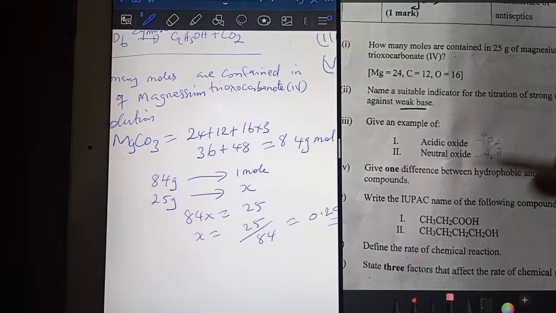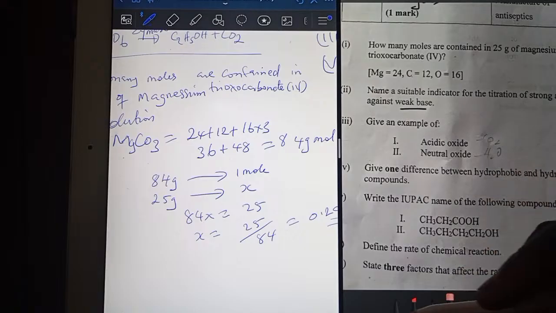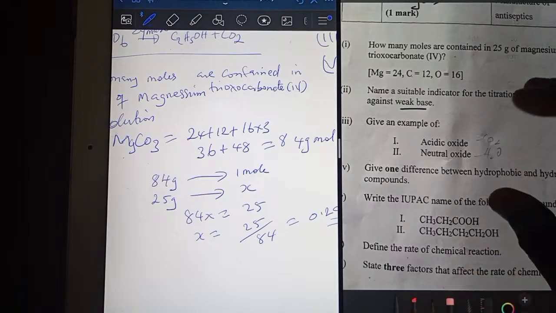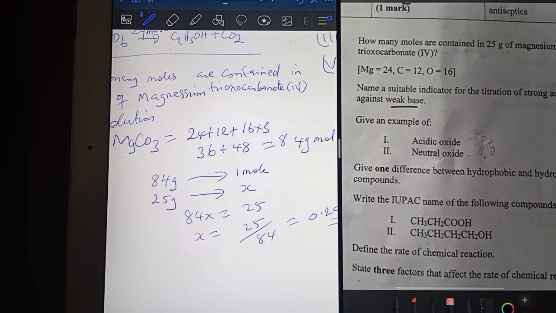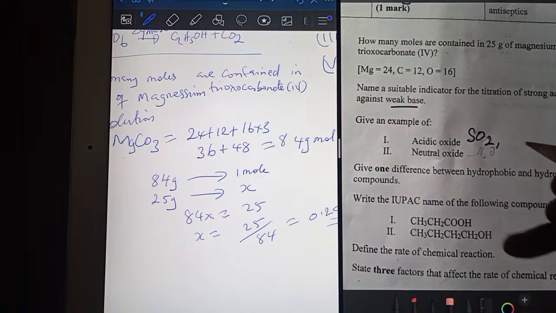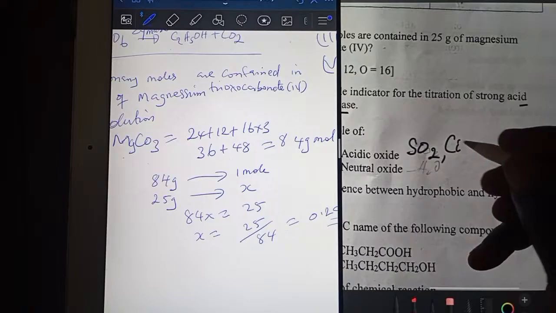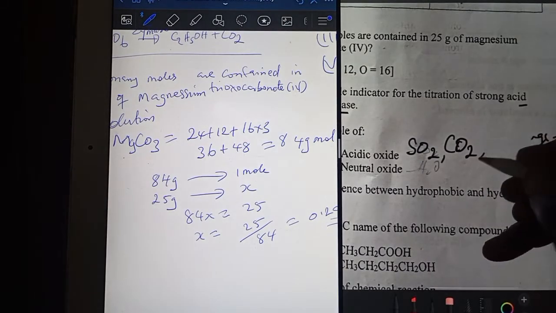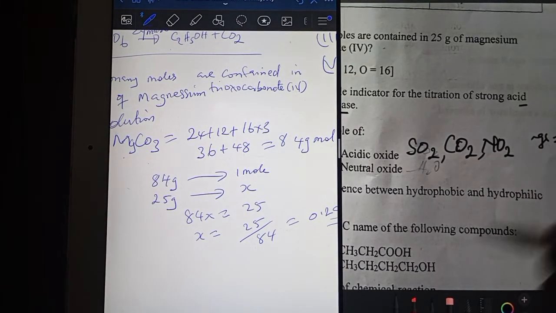The next one says give an example of an acidic oxide. Acidic oxides are oxides of non-metals that dissolve in water to form acid. Those are acid anhydrides, examples SO2, CO2, NO2. So these are acidic oxides.